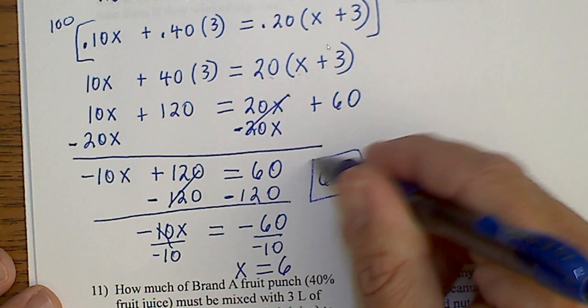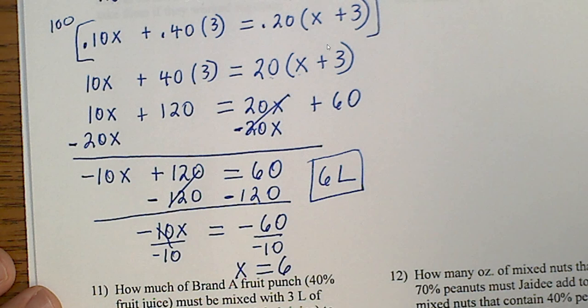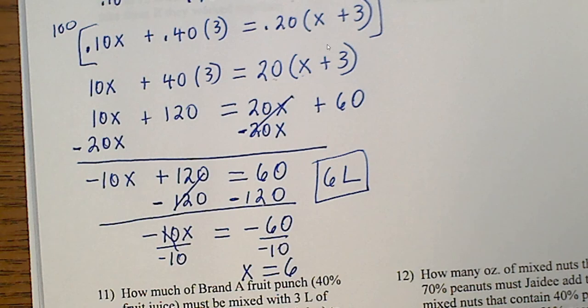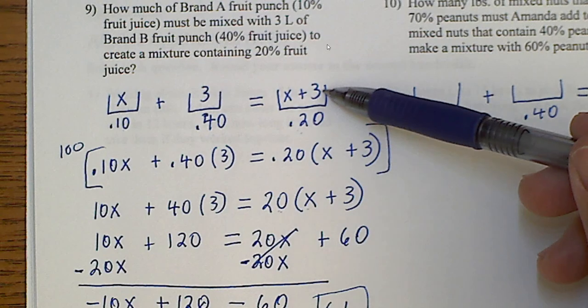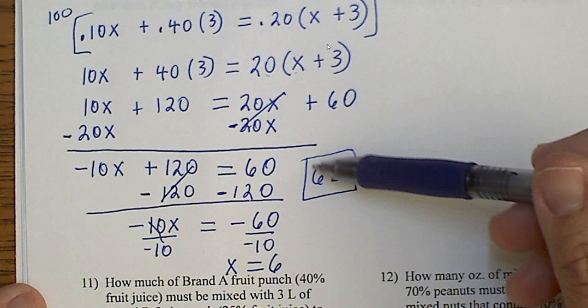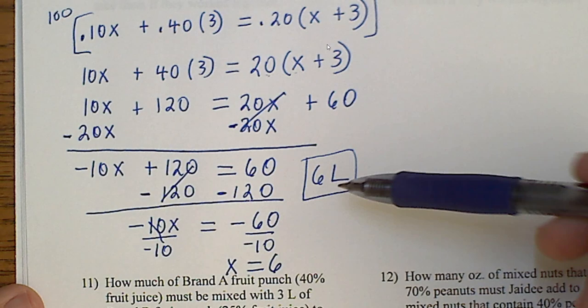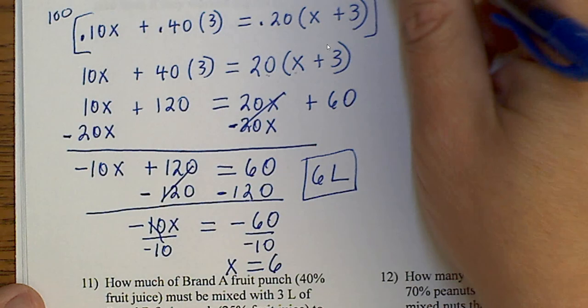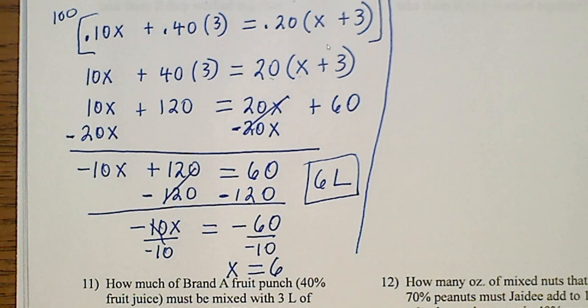So 6 liters would go in at 10%, combine that with the 3 liters at 40%, which will be a total of 9 liters at 20%. But of course all we care about is how much is going in that first container, which is 6 liters. Okay? All right, I'm going to do another one here with you guys, and then you guys are going to try 2 of them on your own.